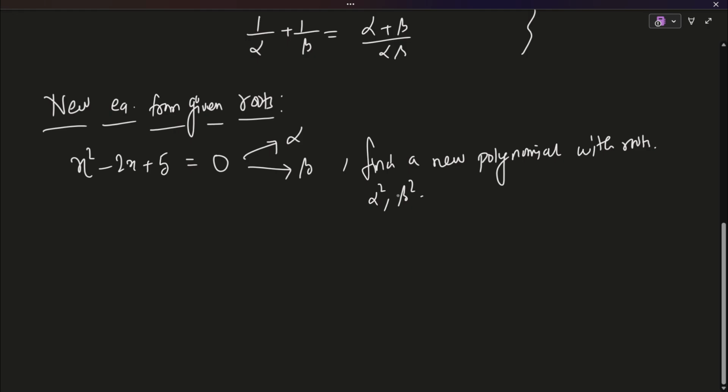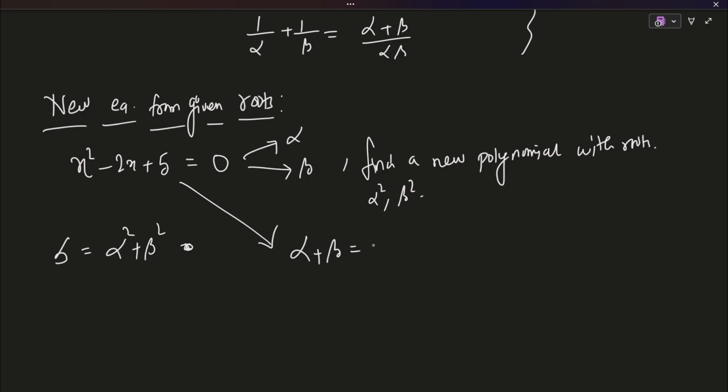Now, whenever you're asked to find a new polynomial with certain roots, first define the sum of the roots. So, what's the sum of the roots of the new polynomial? That should be alpha square plus beta square. Now, what is this value? Can you find out this value using the value you already provided? Since alpha and beta are roots of this equation, what is already true? Let's write down what is already true from Vieta's relations.